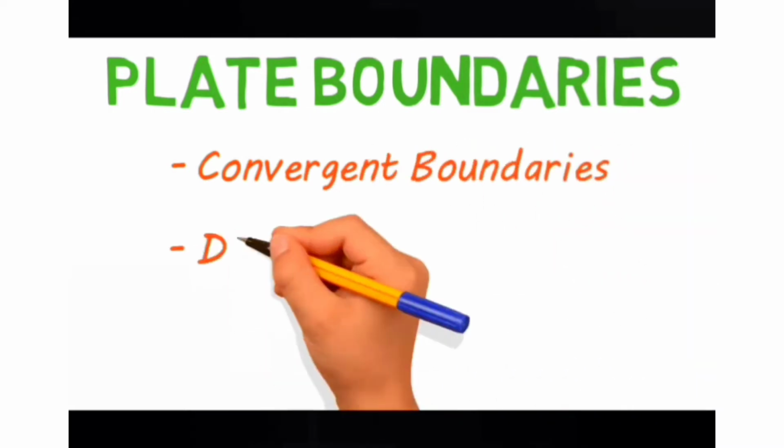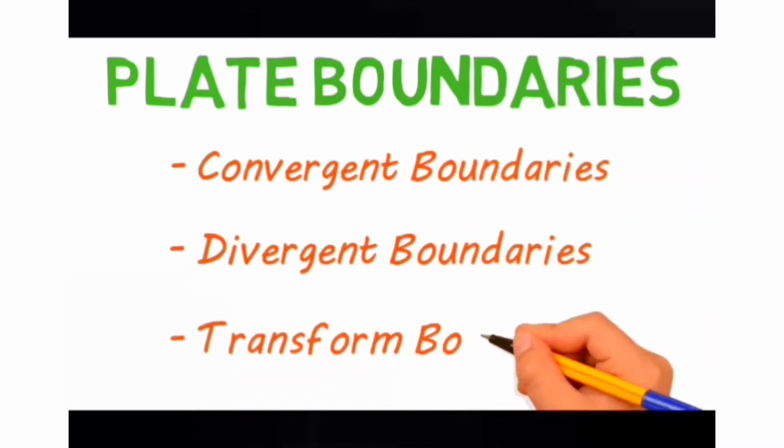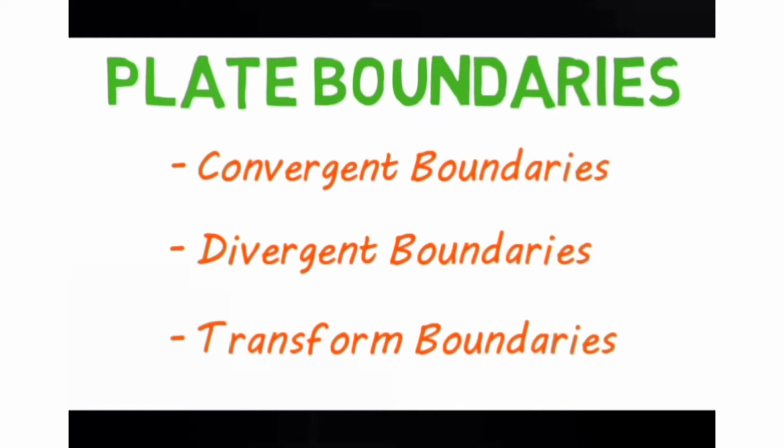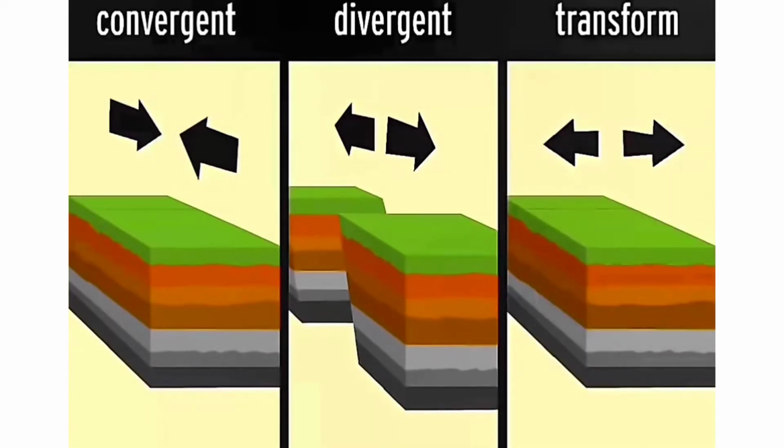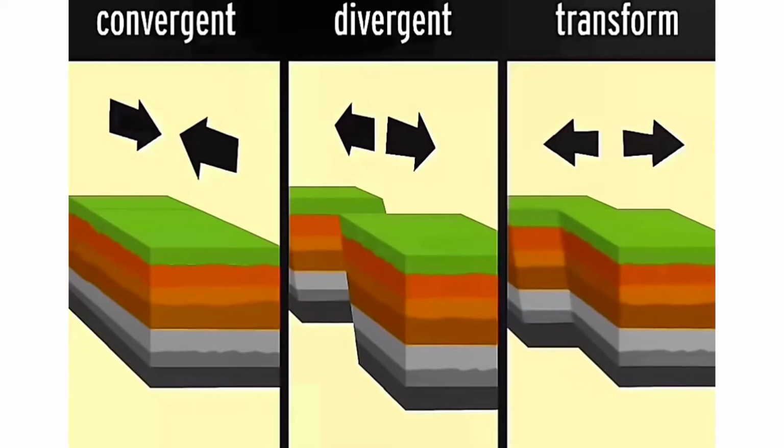There are three main types of plate boundaries: convergent boundaries, divergent boundaries, and transform boundaries. A convergent boundary is where two plates collide, a divergent boundary is where they pull apart, and a transform boundary is where they slide past each other. Let's talk about these three boundaries in detail.